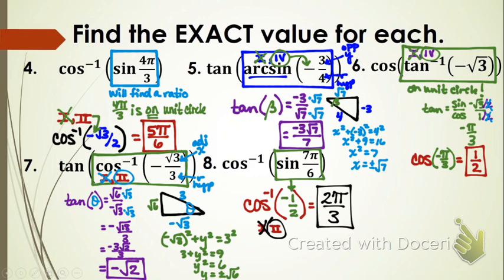Tomorrow we'll talk about the restrictions for arc secant, arc cosecant, arc cotan, and then we'll just do more problems like this, but where they're all mixed together. All right?